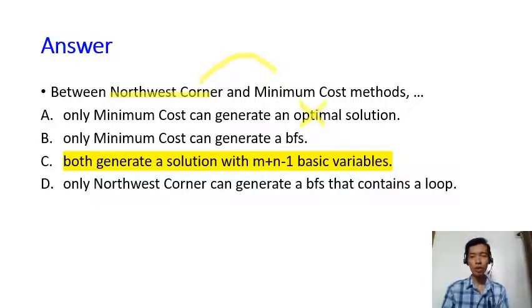B is wrong because northwest corner also generates a BFS. And D is wrong because a BFS cannot contain a loop. So the correct answer is C.